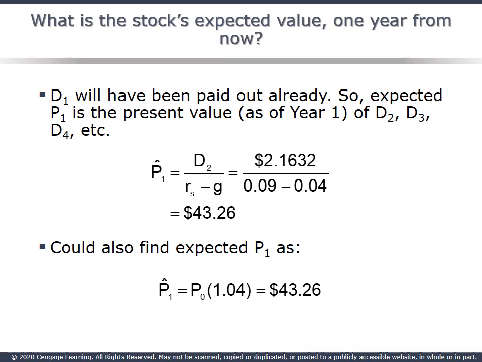But we can find the stock's price not just in the current period, but also in future periods as well. Because, again, G is the constant growth rate in dividends, earnings, and price. So if the current price is $41.60, then the next price is going to be 4% bigger than that. And then the year after that, it's going to be 4% bigger, and so on and so forth. So if we want to find next year's price, we just increase the current price by 4%.